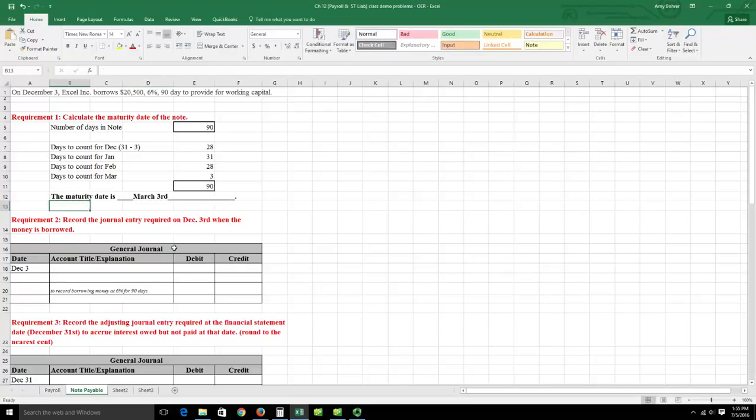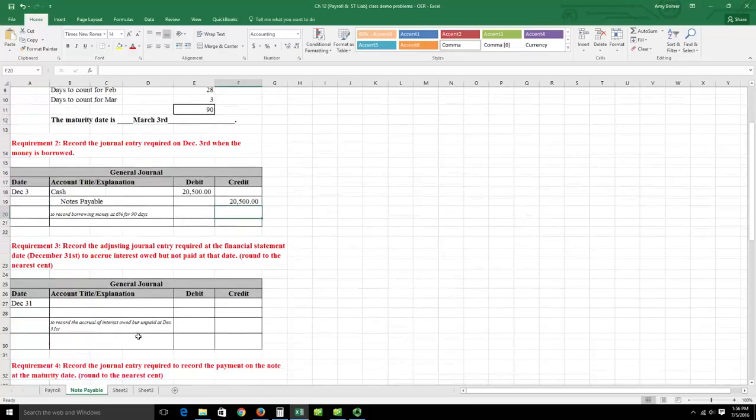All right, and then my problem here asks us to record the journal entry that the company would need to make when they borrow the money on December 3rd. It doesn't have you do this in my open math, but I'm going to go through the journal entry anyway here. The journal entry, when we borrow the money, the people are going to give us the cash, so our cash is going to be increasing. Cash is an asset, so in order to increase an asset, we have to debit it. And we're going to put that notes payable on our books. Notes payable is a liability. Liabilities get increased with credits. So we're going to credit our notes payable for $20,500, showing that we owe this amount.